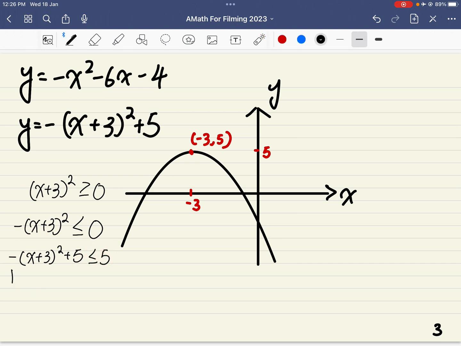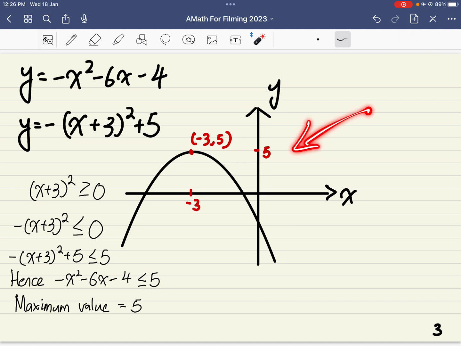So I can make this statement. Hence, negative x squared minus 6x minus 4 is always less than or equal to 5. What this implies is that there's a maximum value because it must be 5 or less. Hence, the maximum value is equal to 5. If I were to represent it on the Cartesian plane, what I get here is this. You will get a frowny graph.